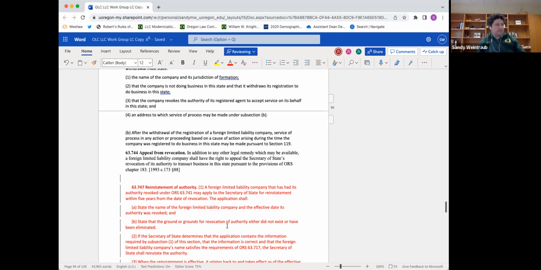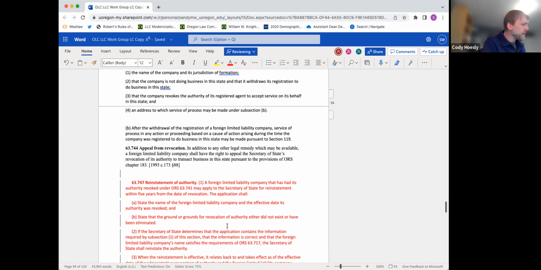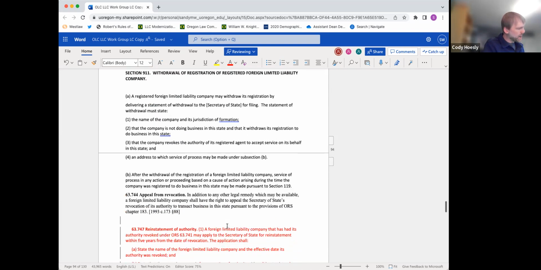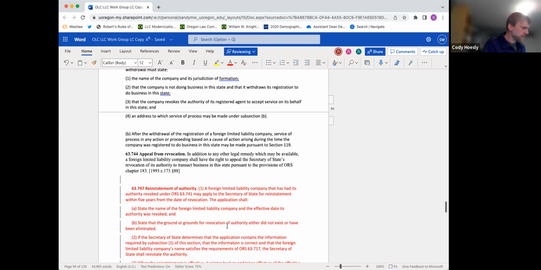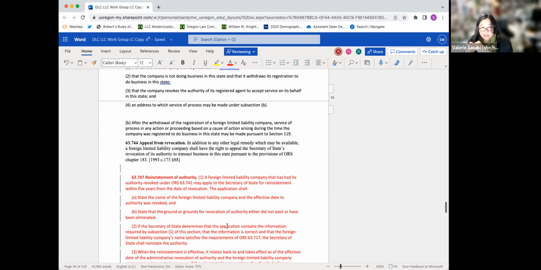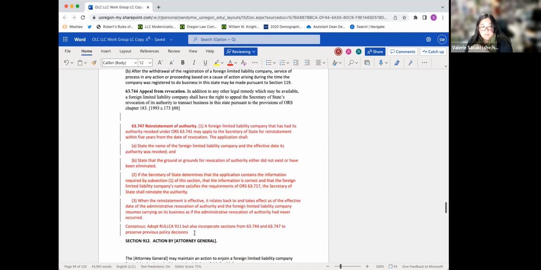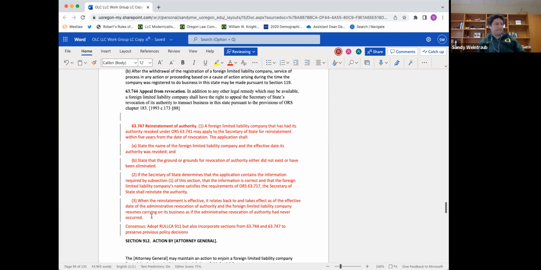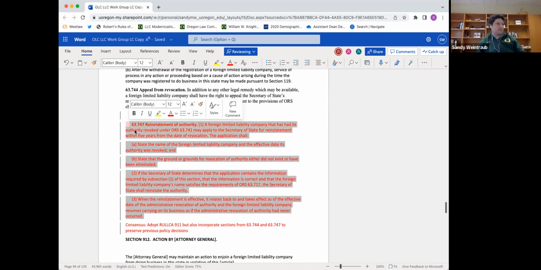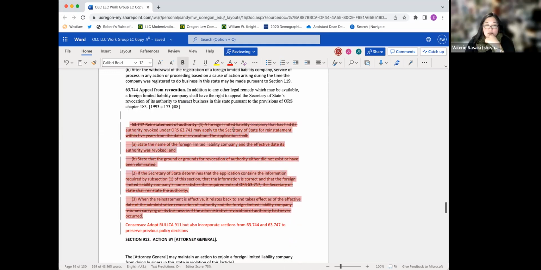I think 911 is about a voluntary withdrawal by the foreign LLC, whereas 910 is about the Secretary of State kicking you out, because they screwed up somehow. So I think it makes more sense to put it in the prior section. Okay, so let me get rid of it, just to make sure it's not here anymore. I don't want to confuse anyone, so I'm just going to get rid of it. Yeah, go ahead and delete those.